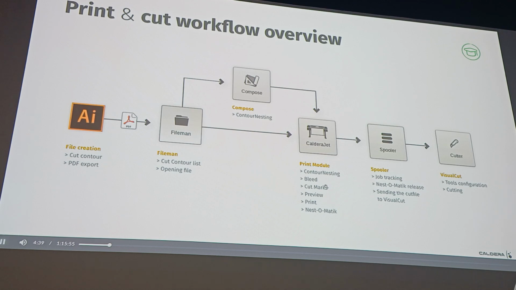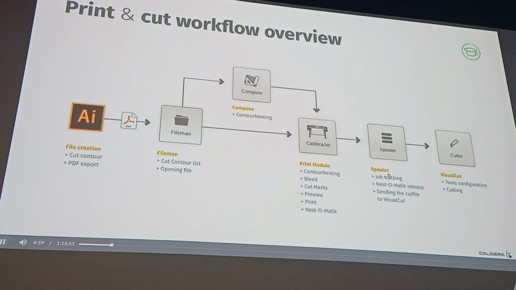And from there we can add some bleed, some cut marks, and get a nice preview about what you are going to produce. And after I will show you also how to use Nestomatic in order to replace the Compose step. Then we will send the job to the spooler.